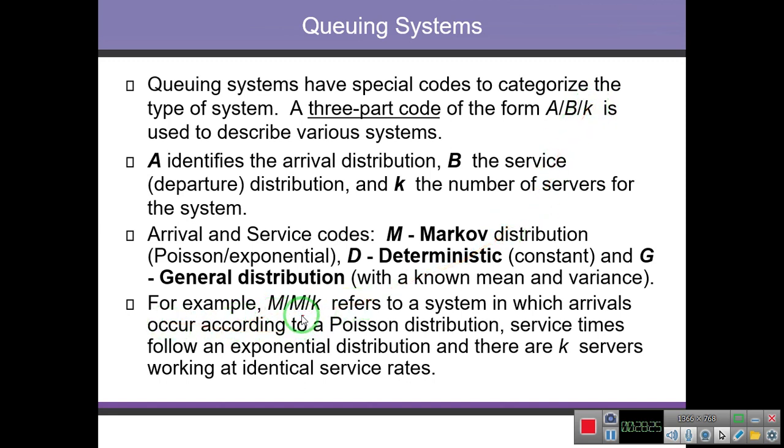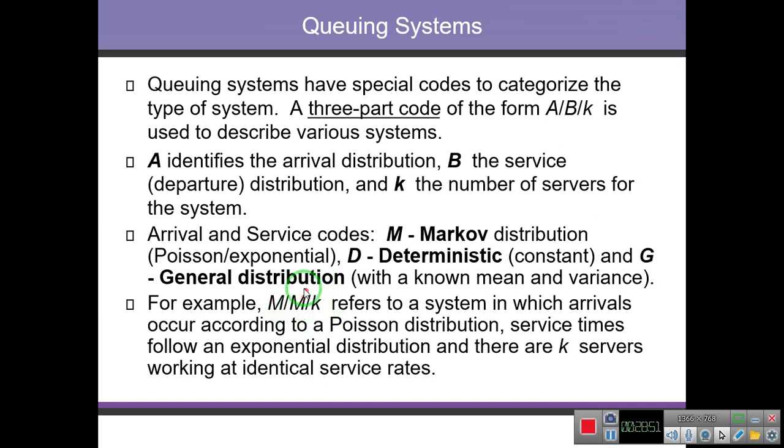The one that we're going to start with is an MMK. That means that arrivals occur in a Poisson distribution, the service is of exponential distribution, and there are K number of servers working at identical service rates as I mentioned before. And so the first example is going to be a single server, so it will be MM1.